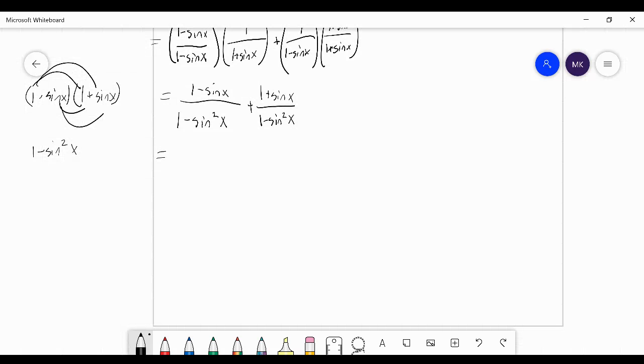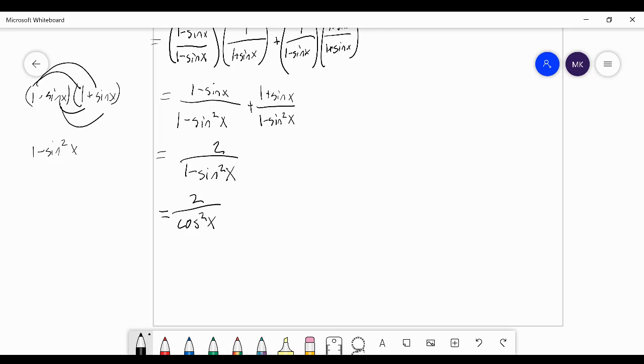So when I add these, I get 1 minus sine x plus 1 plus sine x. So I have negative sine x here, I have a positive sine x here. Those are going to cancel each other out. So I just have 1 plus 1. So I end up with 2 over 1 minus sine squared x. Well, 1 minus sine squared x is cosine squared x.